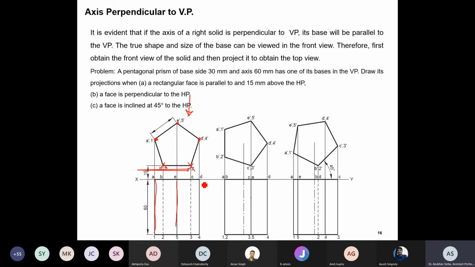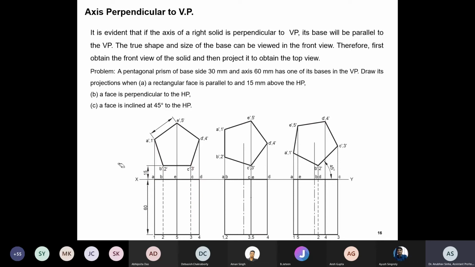This is what I can see, and these two points are basically the edge of that side. So these 2 points I cannot see. These 2 need to be in hidden. So for hidden, you need to draw dashed line. Okay, so this is how you will draw a projection of a solid which is lying, axis is perpendicular to VP.